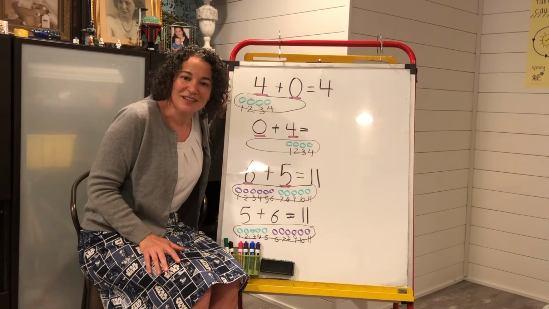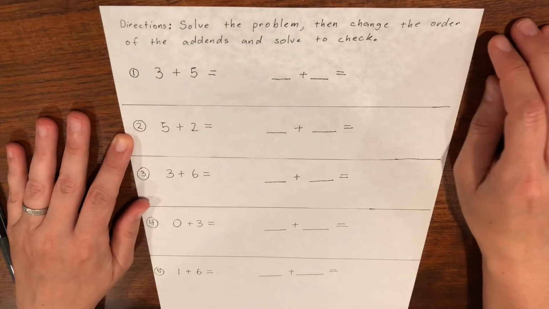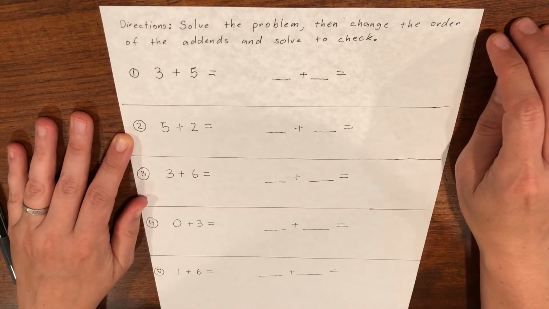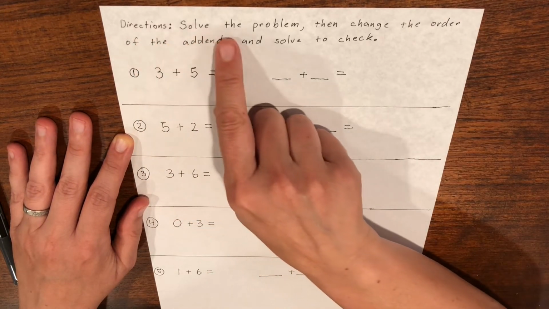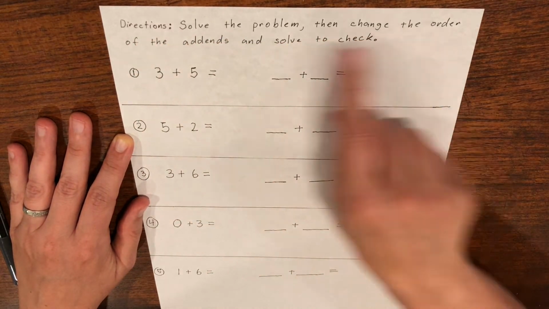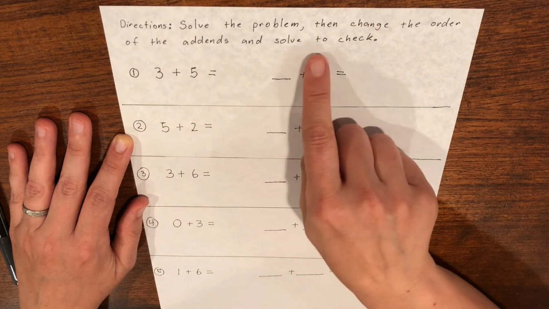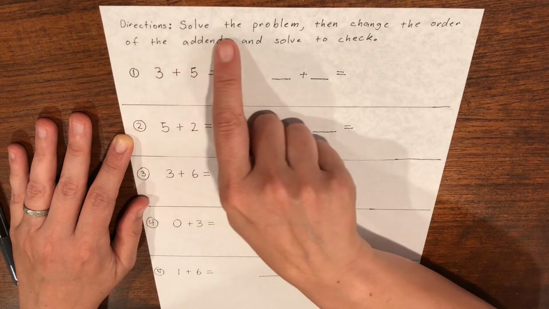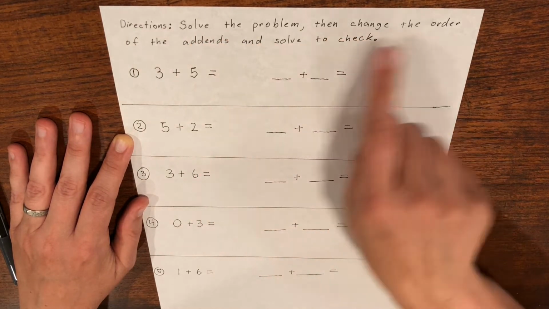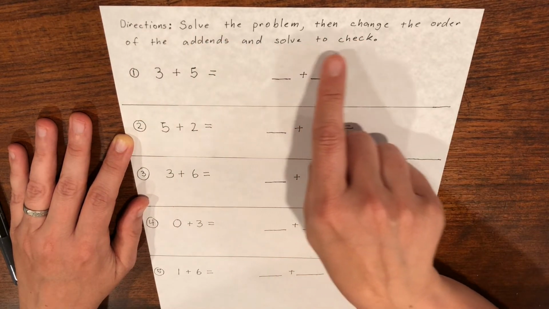All right, my friends, let's switch to paper. Let me read the directions by myself the first time. You read it with me the second time. Directions: solve the problem, then change the order of the addends and solve to check. Read it with me this time, my friends. Directions: solve the problem, then change the order of the addends and solve to check.